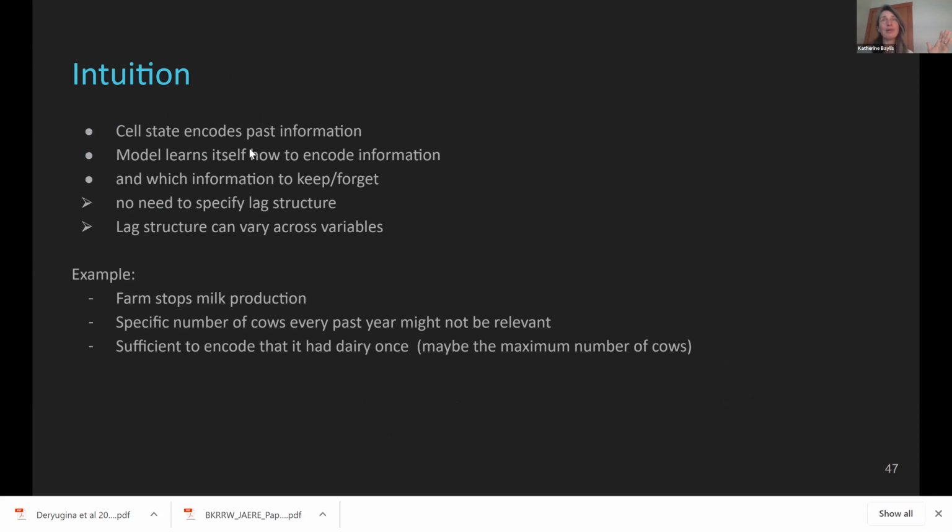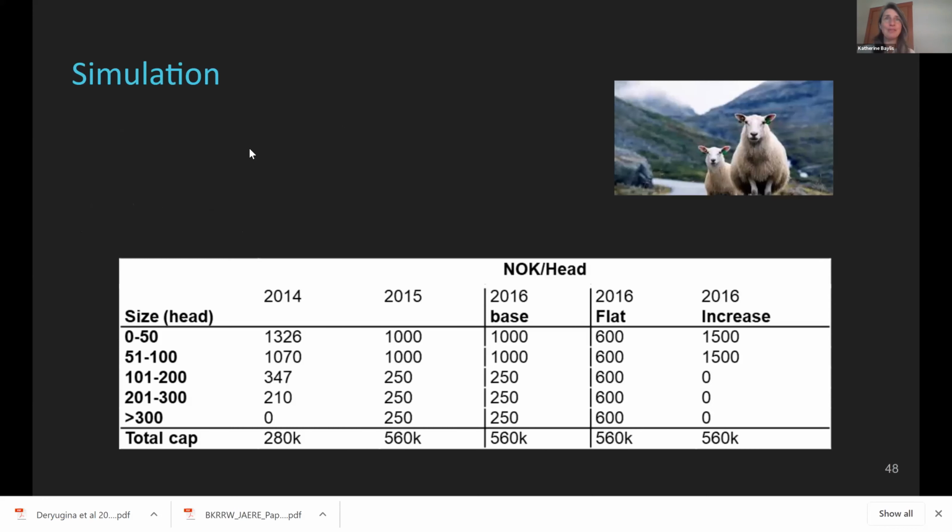Punchline, again, we don't need to specify a specific lag structure. And the other nice thing is the lag structure can vary across variables. So for some things, what you did 10 years ago might really matter. For other things, what you did last year might matter, et cetera. So you have different lags for different variables. That's, again, the quick hand-wavy version.